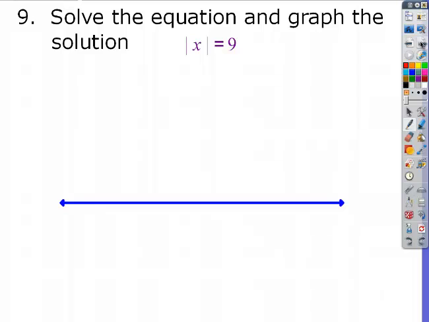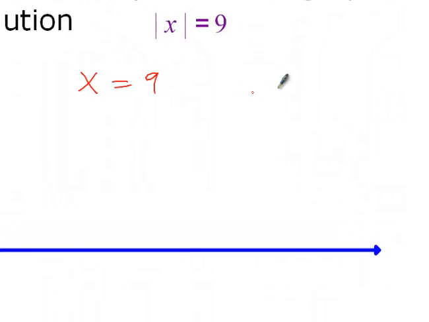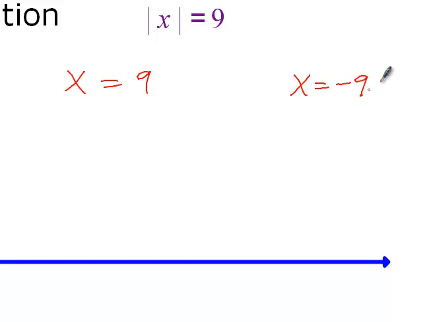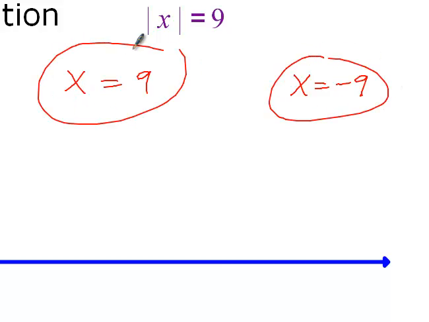Problem number 9. Solve the equation and graph the solution. So first things first, how do we solve an absolute value? We split it up into its two parts. Okay? Now after the split, we want to isolate the variable. Well, is x already by itself? Yeah. So is there any work to do? No. So this is already solved.